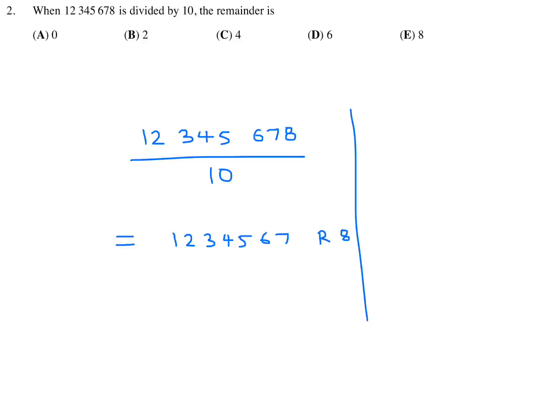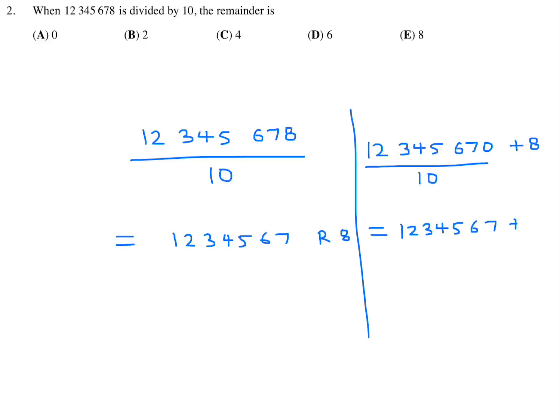Another way of looking at this is if you split the first number into 3, 4, 5, 6, 7, 0 plus 8, and then you divide this by 10, you'll see that this first expression divides into an integer. It becomes 1, 2, 3, 4, 5, 6, 7. And then, of course, you've got this lone 8 hanging out there by itself, and that is, of course, the remainder. So, number 2, the answer is E.